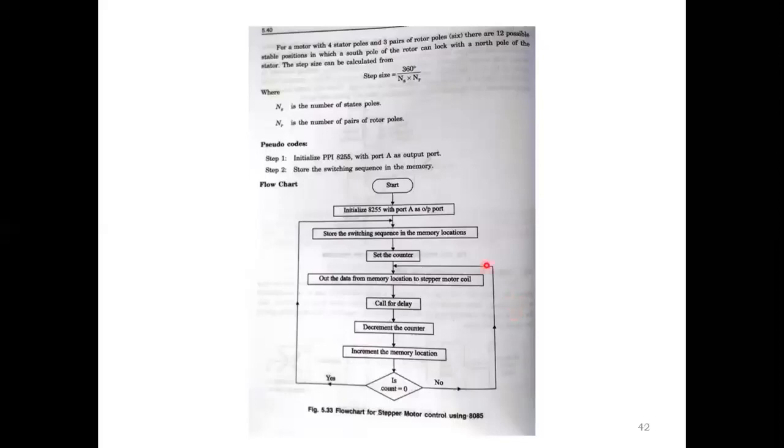This is a flowchart for executing the stepper motor control. Start. First initialize the 8255 with port A as output port. Then store the switching sequence in the memory location. Then set the counter. Then output the data from the memory locations to the stepper motor coil. Then call for delay. Then decrement the counter. Then increment the memory location.